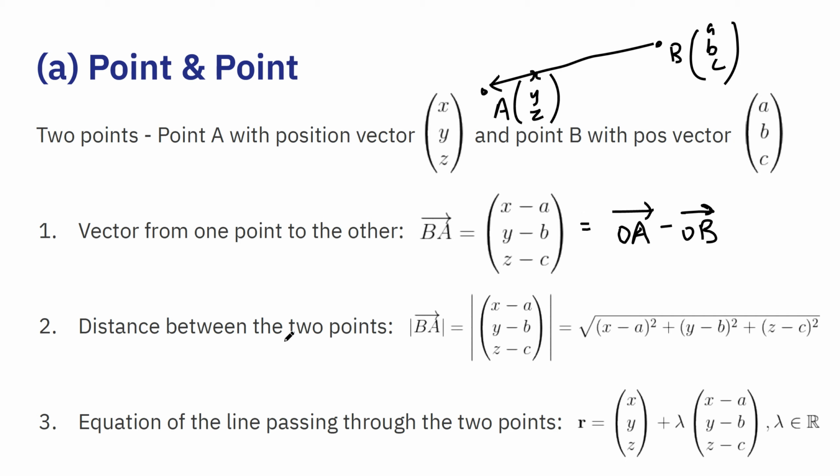Next, if you want to find the distance between the 2 points, it would simply be finding the magnitude or the modulus of this vector, which by Pythagoras theorem would be equal to the square root of x minus a squared plus y minus b squared plus z minus c squared.